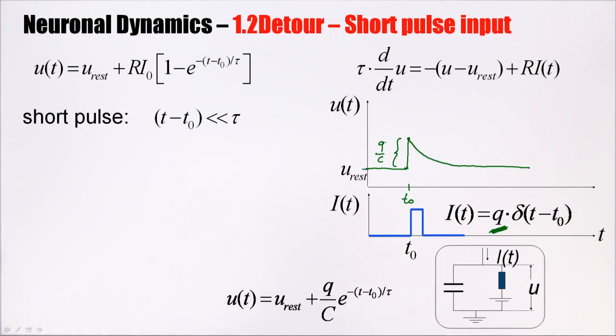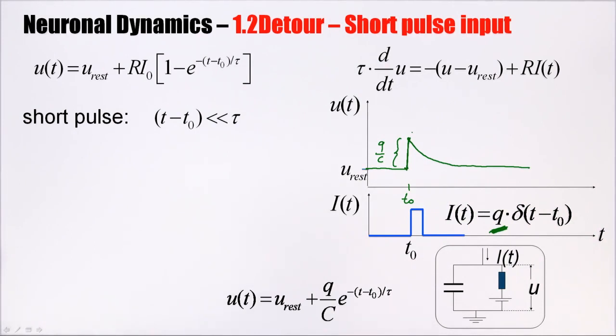So the elegance of the Dirac delta function is that you don't need to work with short current pulses of finite duration. We can take the limit of a very short pulse and then forget the transient and just say it corresponds to a jump.